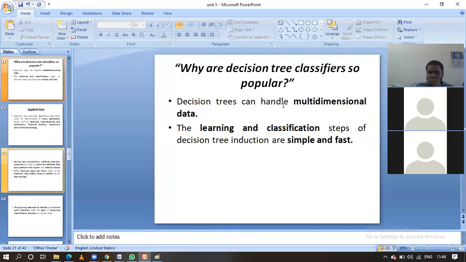The decision tree comes under classification. In classification we mainly have two steps: a learning step and a classification step. In the decision tree, the learning step is the construction of the model, and the classification step is the prediction. It is simple and fast compared with the remaining methods, which is what gains it more popularity in classification. So the decision tree is popular because it can handle multi-dimensional data, and its construction and use are simple and fast.